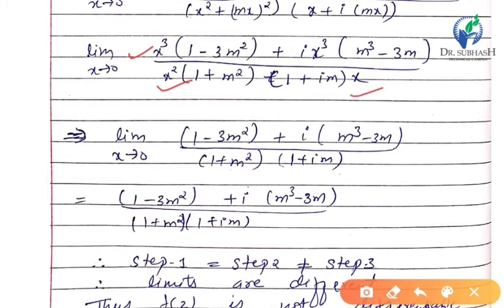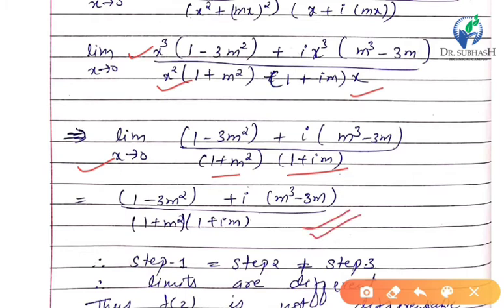This will get cancelled, so the rest of the term remaining is (1 minus 3m square plus i m cube minus 3m) upon (1 plus m square) into (1 plus im), and I am keeping limit x tends to 0. Since there is no x here, our limit will be the same.